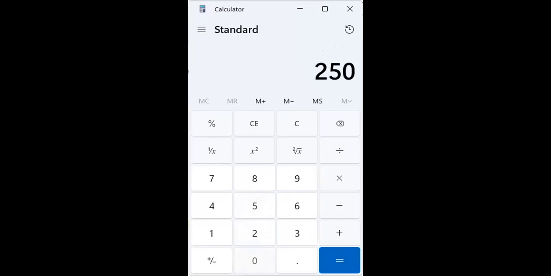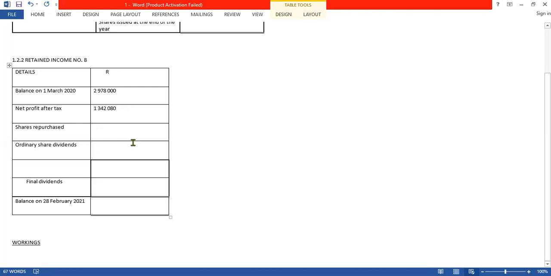250,000 multiplied by 0.25, and that gives us 62,500, meaning 62,500 is the total cost for the price that is above the average share price. We are going to record it in our answer sheet. Remember, guys, we are going to put 62,500 into brackets because we are going to subtract it.